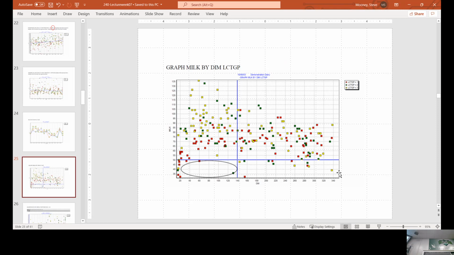Early lactation, low production. Those animals need to be identified and we need to figure out what the problem is that put them there. So you'll have some animals early on that might be there, but by the second test day, they should be out of that square. And they don't come back down in that square until we get way over here.